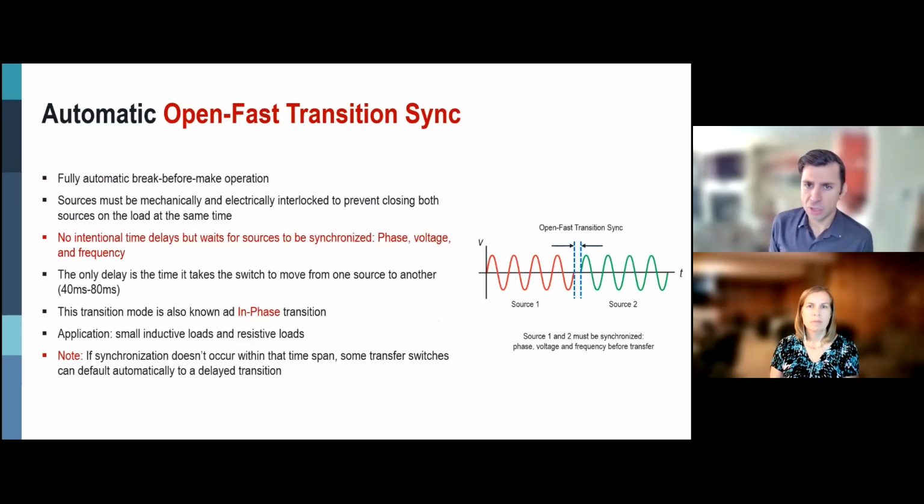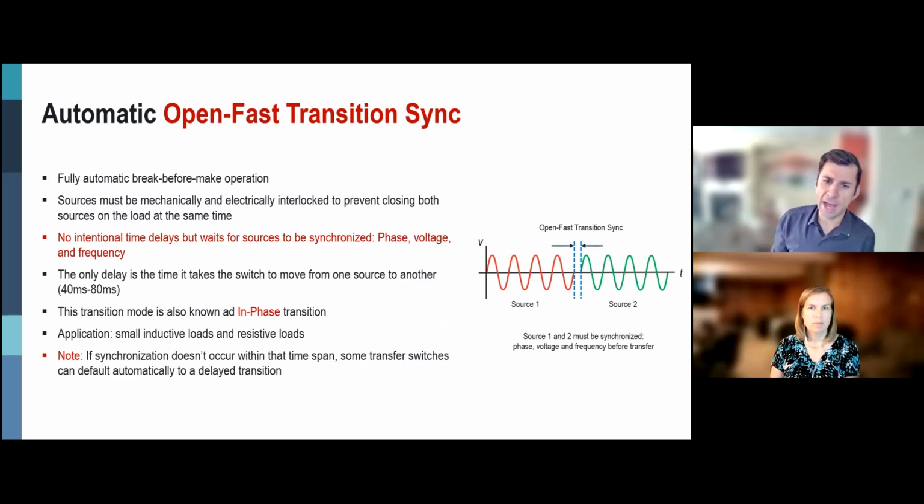Open fast transition sync, also known as in-phase transition. It's again fully automatic, break before make. We're breaking the connections before we transfer. The sources are mechanically and electrically interlocked. In this case, there are no intentional time delays. We don't put any time delays, because it's in phase.